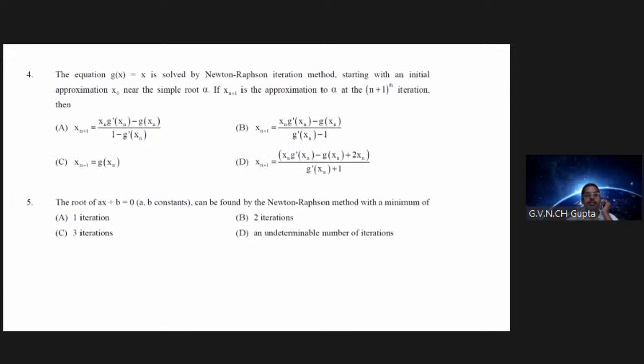Now, the equation g of x is equal to x is solved by the Newton-Raphson iterative method, starting with an initial approximation x naught near the simple root alpha. This is nothing but an explanation of the Newton-Raphson method. If x_{n+1} is the approximation to alpha at the (n+1)th iteration, then four options A, B, C, D are given. Okay, see, the fourth one, solution.